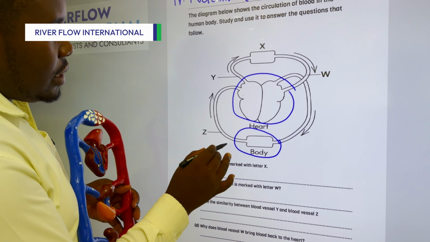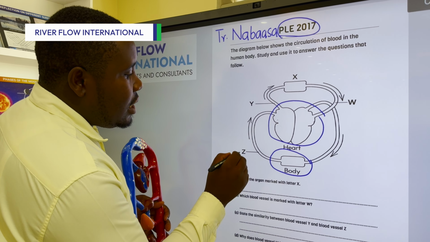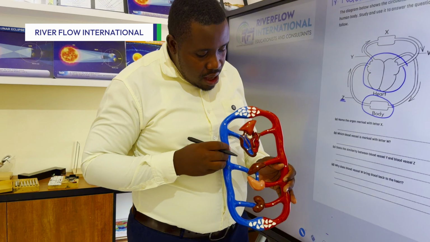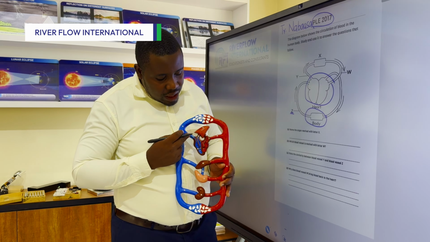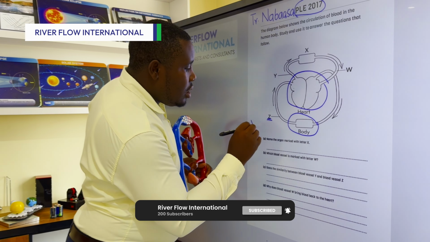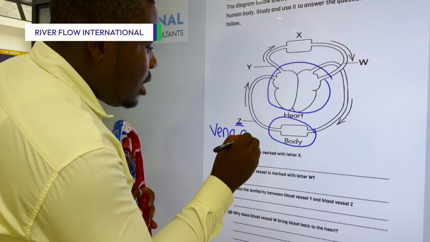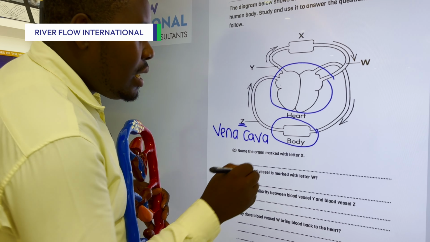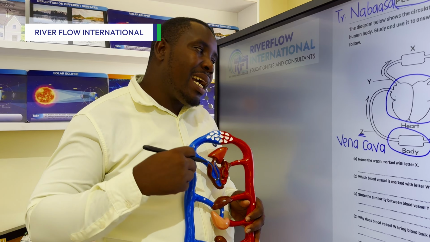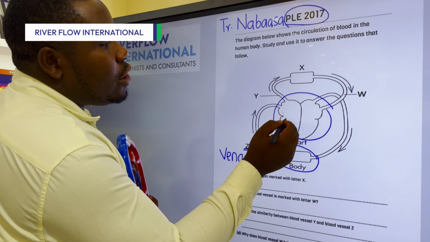Now, we have vessels. There is a vessel coming from the body, labeled Z, coming to the heart. So this vessel, coming from up and down, entering the heart, we know it is only the vena cava, that returns deoxygenated blood from other parts of the body back into the heart. So we know Z is vena cava. It has brought blood into the heart.